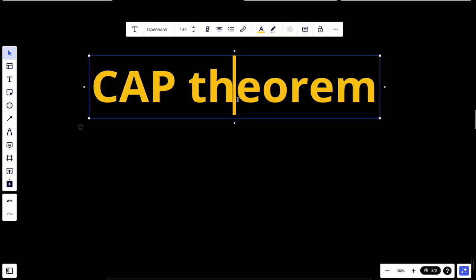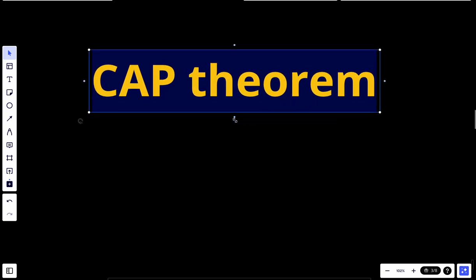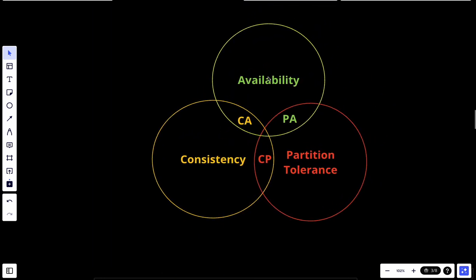Today we will talk about the CAP theorem. The CAP theorem is a fundamental concept in distributed computing systems that helps to explain the trade-offs involved in designing distributed systems. The theorem states that in a distributed system, you can only achieve two out of these three things.